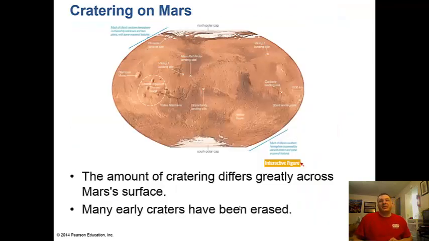We know Mars has cratering. There are different cratering rates across the different Mars surface, and many of the early craters have been erased by volcanic features.